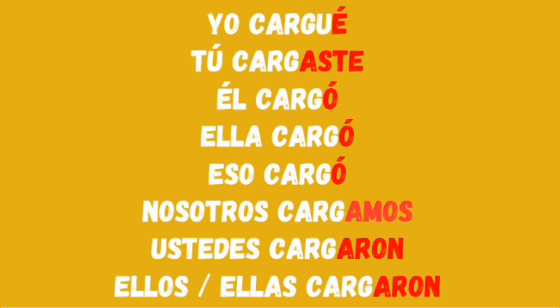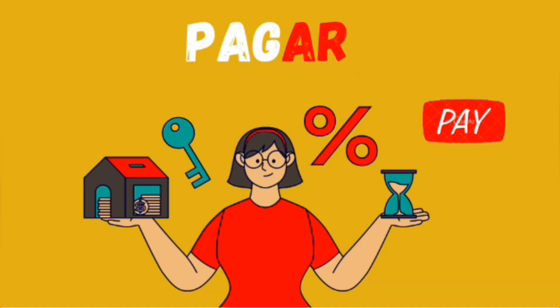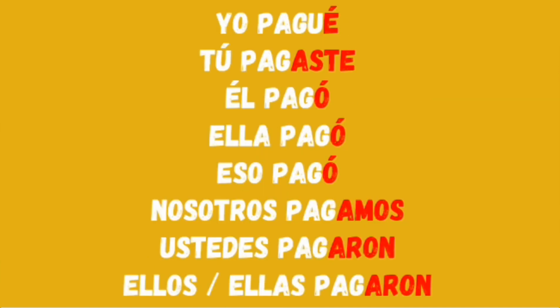Now let's see another irregular verb. We have to pay. To pay means pagar in Spanish. Let's see how you have to conjugate this in the indefinite past. If you want to say I paid, you have to say yo pagué. Check the root word. It's changing only in this personal pronoun, and the end is with the letters G, U. Yo pagué.